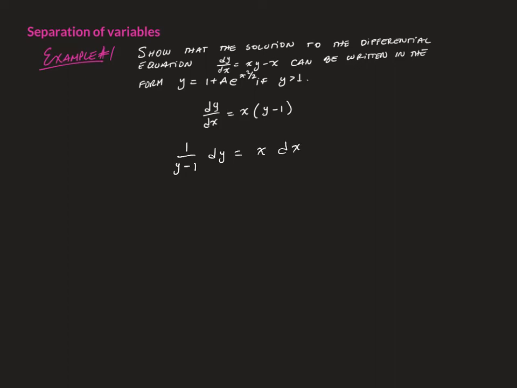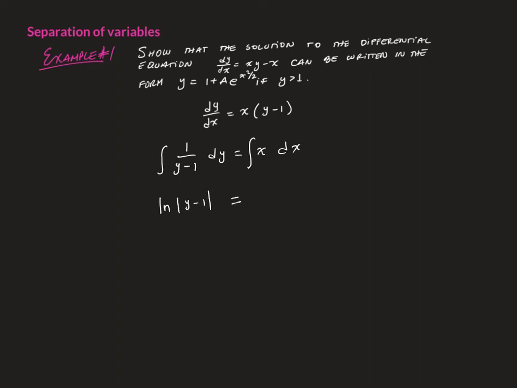At this point, the variables have been separated. I can proceed to integrate on both sides. So I get the indefinite integrals on both sides. The integral of 1 over y minus 1 is ln of the absolute value of y minus 1.